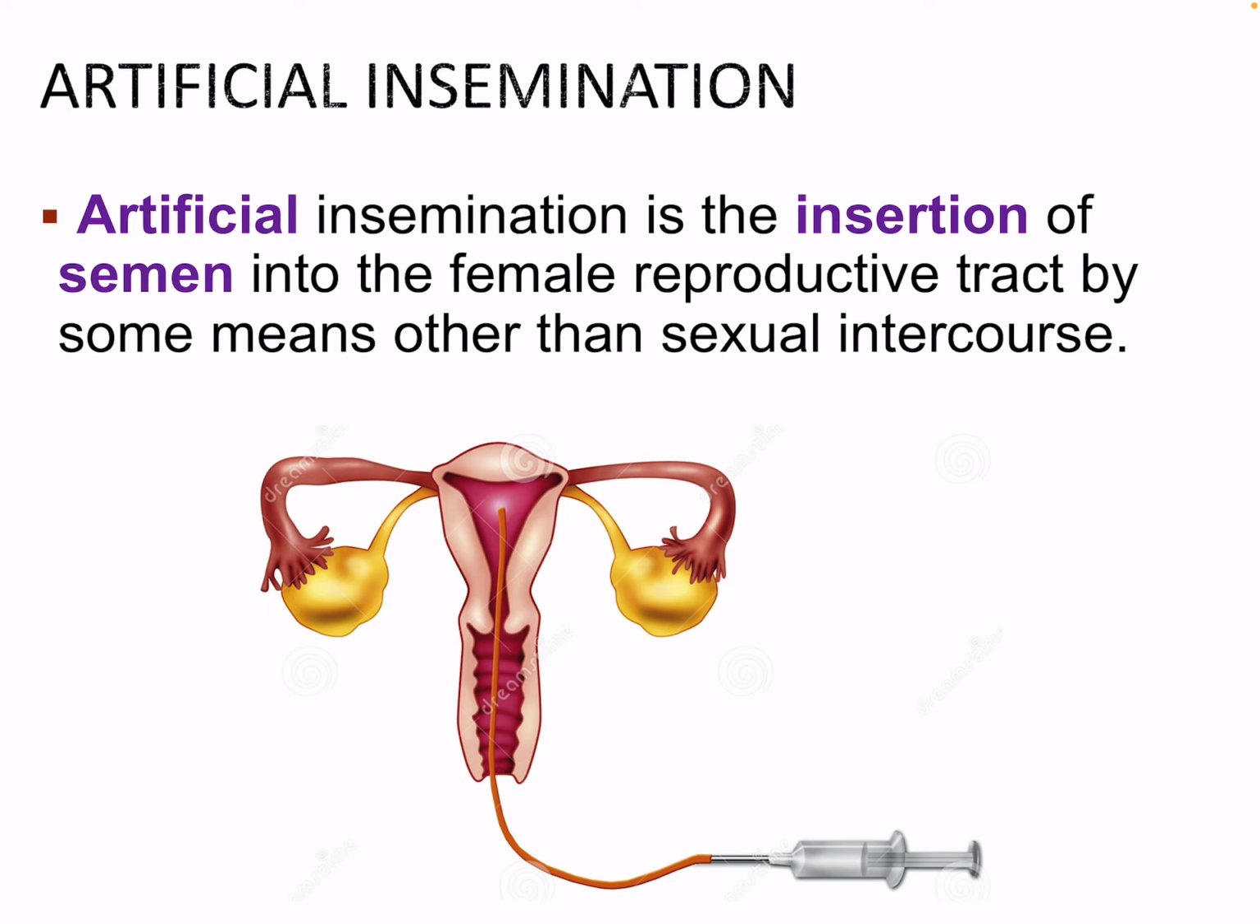And artificial insemination is when the semen is inserted into the female reproductive tract by some other means than sexual intercourse. And you can see in the diagram here, they've put a thin tube called a catheter up through the vagina, through the cervix, into the uterus, and that is being used to deliver the semen into the uterus.